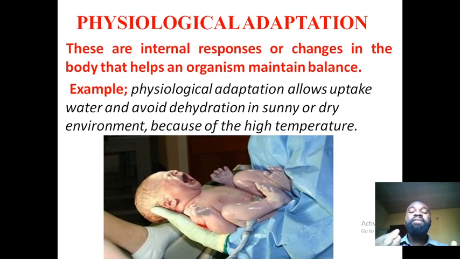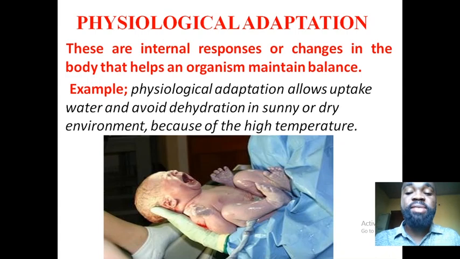Now, it will avoid loss of water in your system when you are in sunny or dry environment because of the high temperature there. So what am I saying? I'm saying that physiological adaptations are internal responses or changes in the body that help an organism maintain balance. Okay, it helps an organism maintain balance. And I said for example that maybe, for instance, you get to a very sunny or dry environment. Physiological adaptation will allow uptake of water and avoid dehydration.